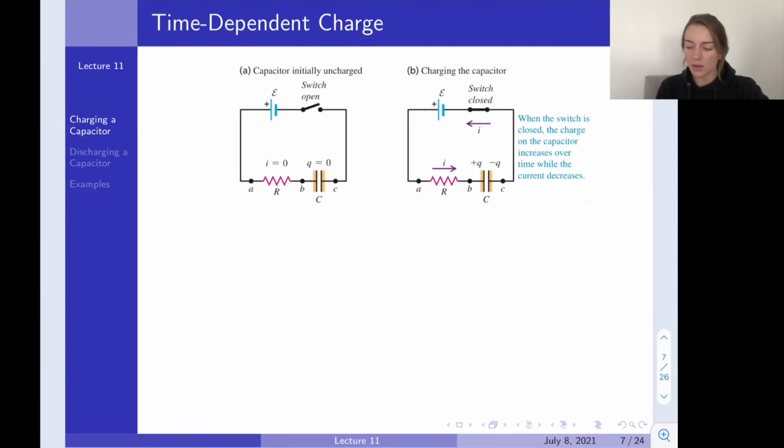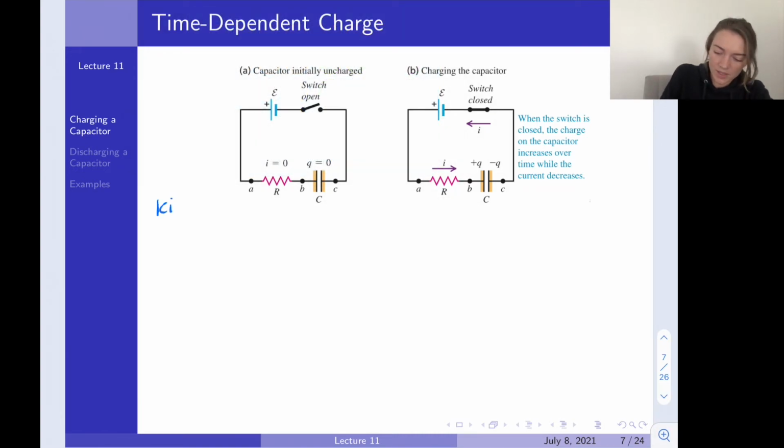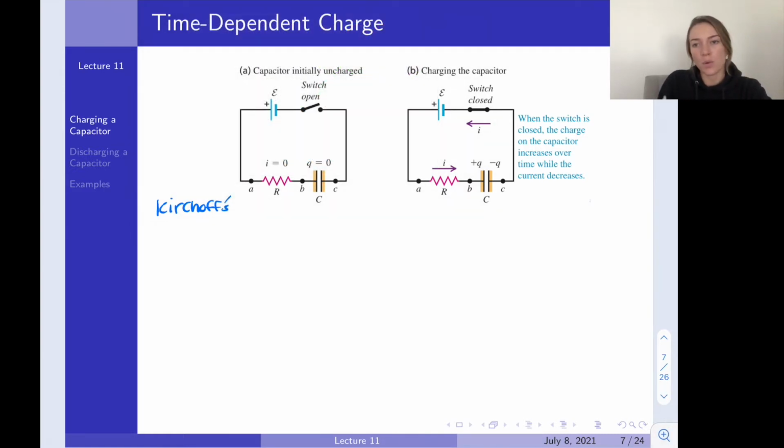So let's figure out how to write the charge that's building up on the capacitor as a function of time. The first thing we can do is use Kirchhoff's rule and write an equation for the potential through the whole circuit. The first thing we meet is the battery, so we pick up a positive EMF.